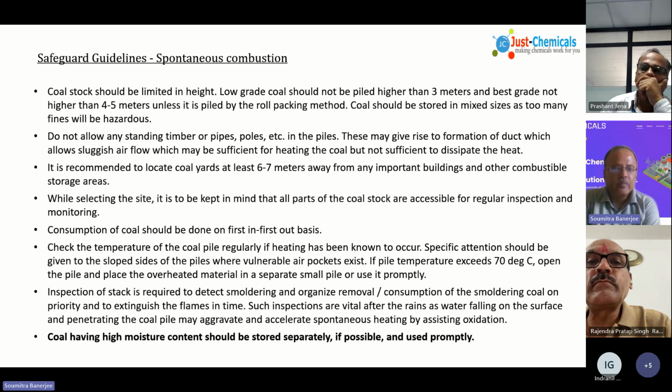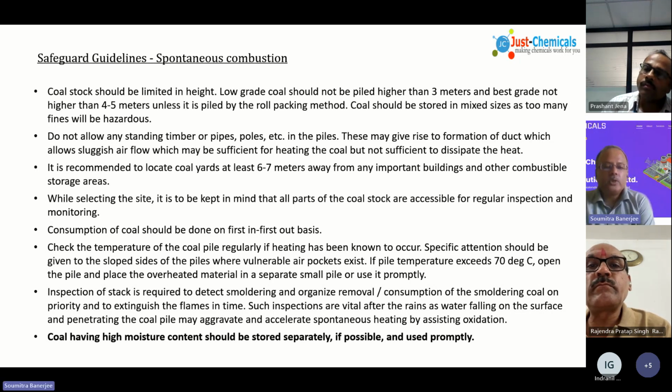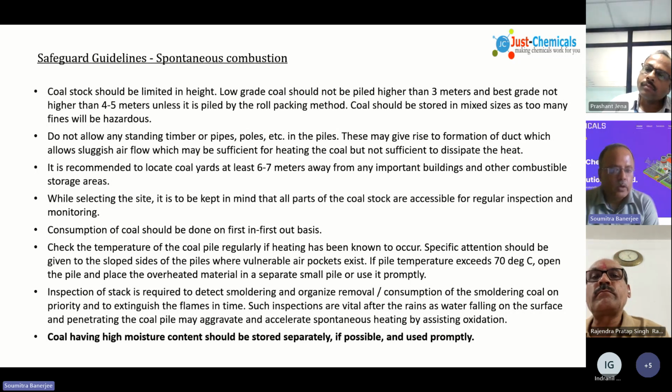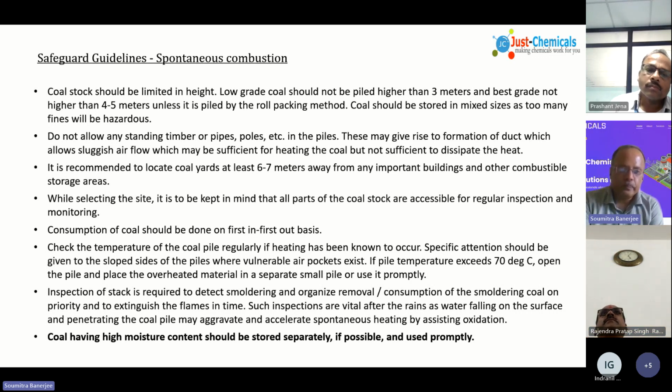If the pile temperature exceeds 70 degrees centigrade, open the pile and place the overheated material in a separate small pile or use it promptly. Inspection of the stack is required to detect smoldering and organize removal or consumption of smoldering coal on priority, and to extinguish flame in time. Such inspections are vital after the rains, as water falling on the surface and penetrating the coal pile may aggravate the problem. Coal having high moisture content should be stored separately, and if possible, used promptly.